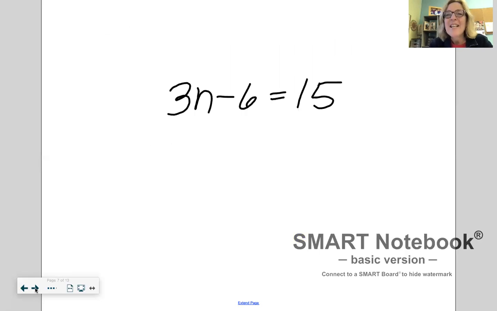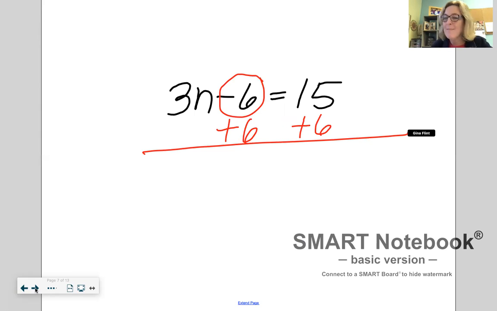Let me show you. Say we have this equation, 3n minus 6 equals 15. I said the first step is undoing the addition and subtraction. What is happening here is we are subtracting 6, because I've read the equation out loud to help me: 3n minus 6 equals 15. So we need to undo that. That means we need to get rid of that minus 6, and we do that by adding 6 to both sides of the equation.